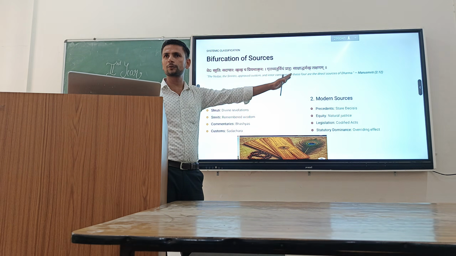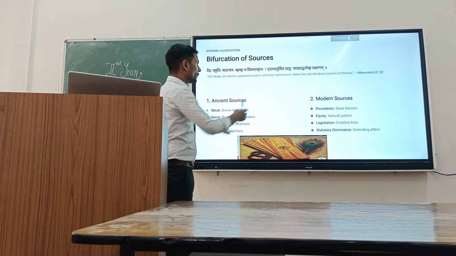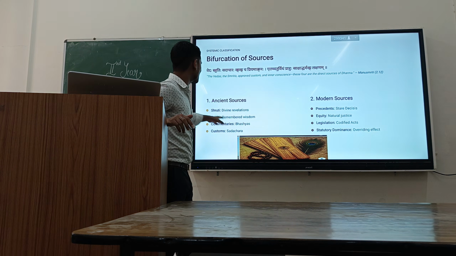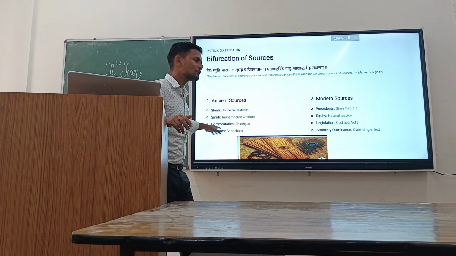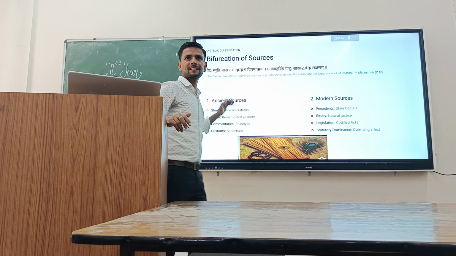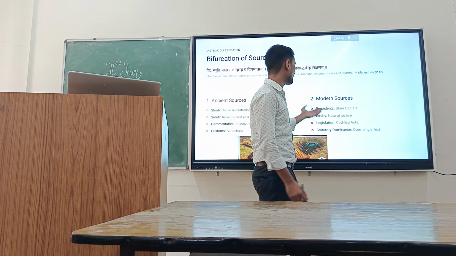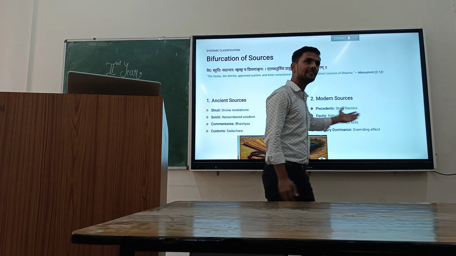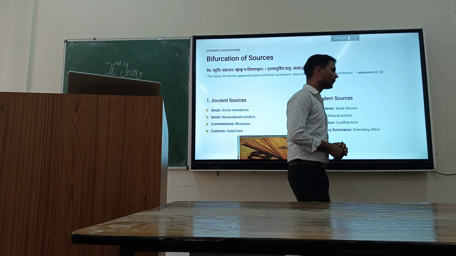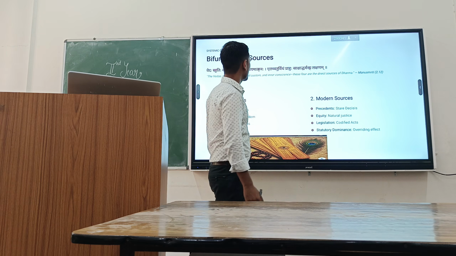One by one we will go through the different sources. If we bifurcate them, before 1955, when Hindu law was codified, there were ancient sources: Shruti, Smriti, commentaries and customs. One by one we will discuss each of them. In the modern era after 1955, we are having four different sources: precedents, legislation and statutory enactments. One by one we will go through each of the sources of Hindu law.